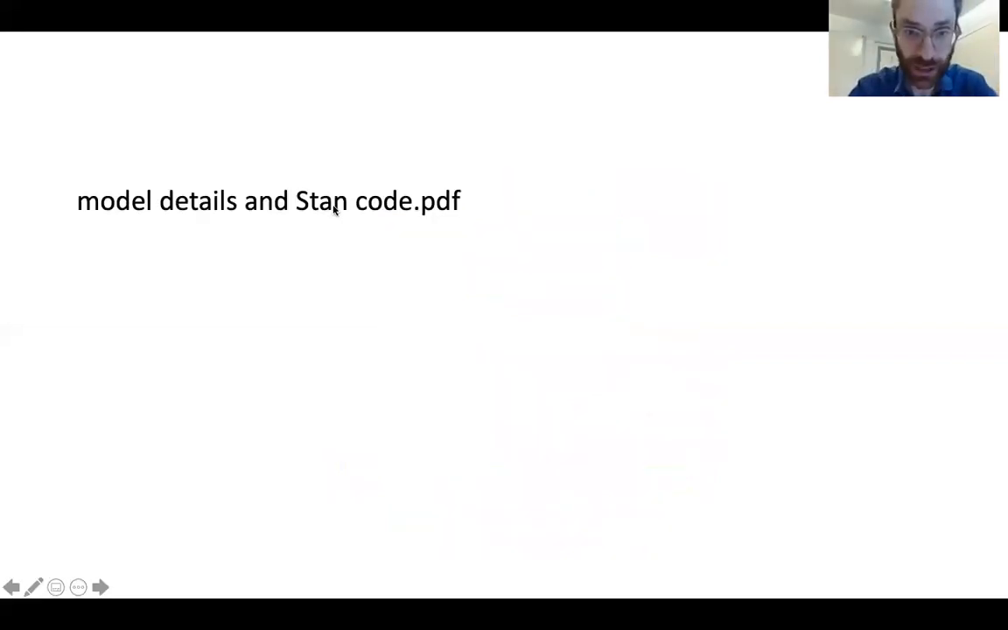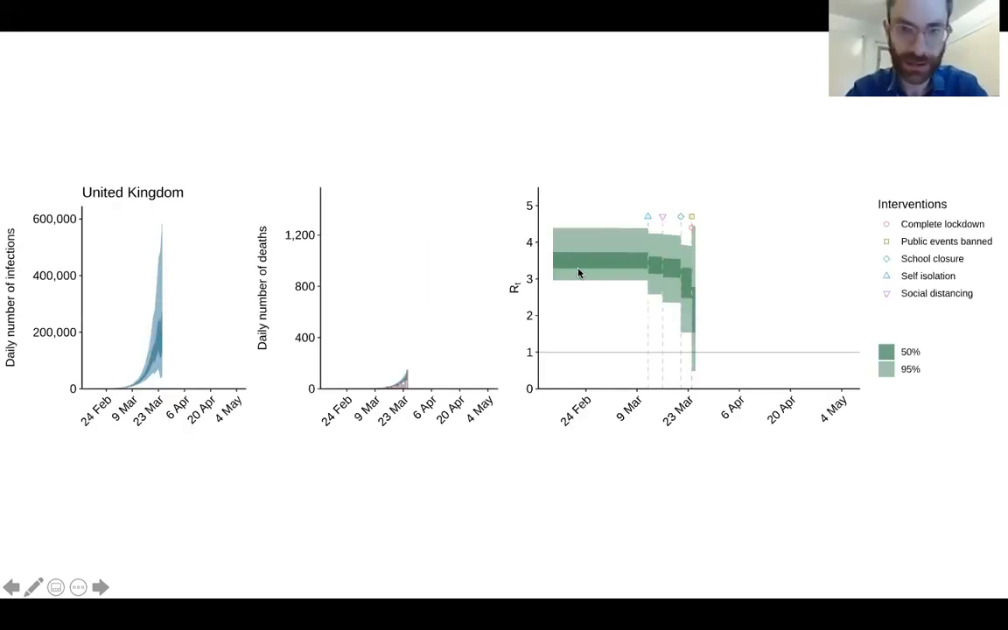Okay, so I've got model details in Stan code. I'm not going to show them now, but if anyone's interested to see how you actually implement this in a probabilistic programming language called Stan, how you turn the mathematics, the probabilistic statements, into Stan code, which then gets compiled to C++, and then you can infer parameters, I'm happy to show that.